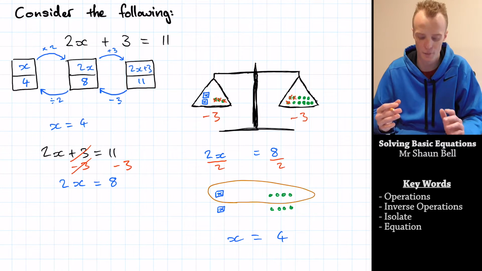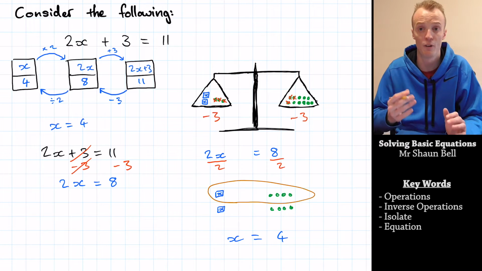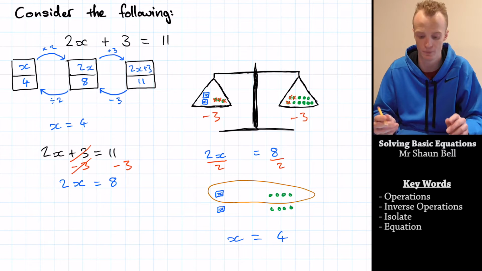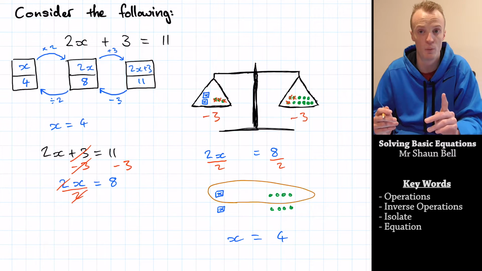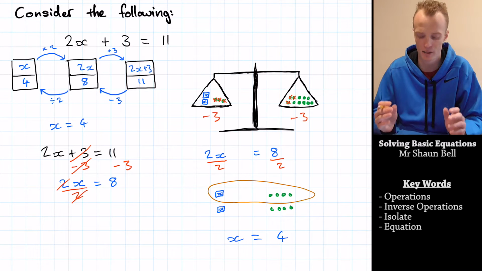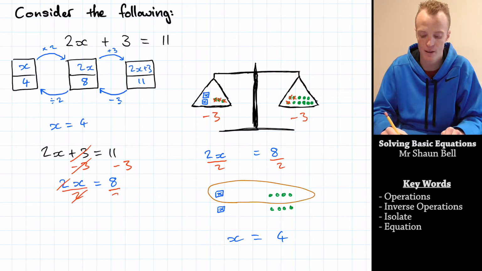So now I'm left with the 2 times x. To remove that, I must perform the inverse of multiplication, which is division. So if I divide this by 2, that will cancel out. But whatever I do to one side of the equation, I must do to the other side. So I must also divide the right hand side by 2.